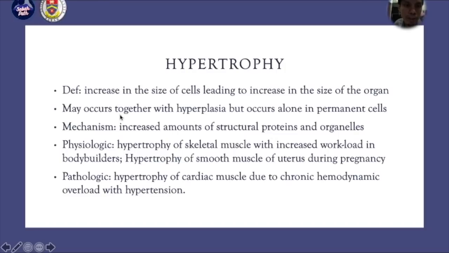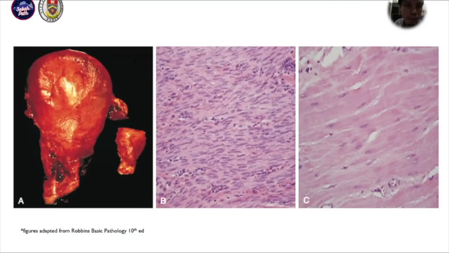For physiological hypertrophy, an example is hypertrophy of skeletal muscle with increased workload in bodybuilders, or hypertrophy of smooth muscle of the uterus during pregnancy. For pathological hypertrophy, an example is hypertrophy of cardiac muscle due to chronic hemodynamic overload, usually increased pressure, particularly in the left ventricle in patients with hypertension. So this is an example of hypertrophy.